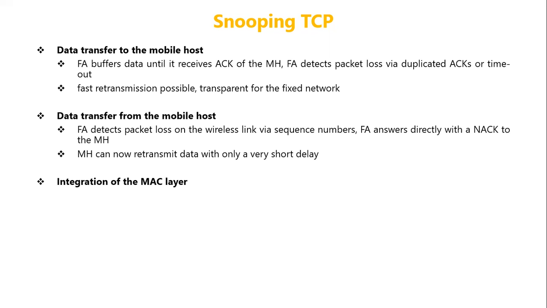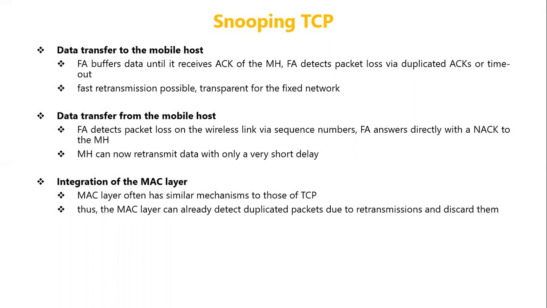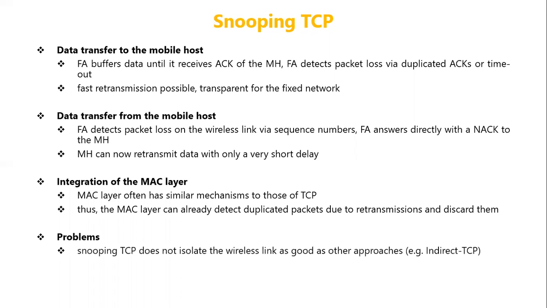Okay, the mobile host can now retransmit data with only a shorter delay, because you get to know that there is a missing packet before the packet reaches the correspondent node. So the MAC layer often has similar mechanisms to those of TCP. Thus, the MAC layer can already detect duplicated packets due to retransmission and discard them. So this can be integrated in the MAC layer also.